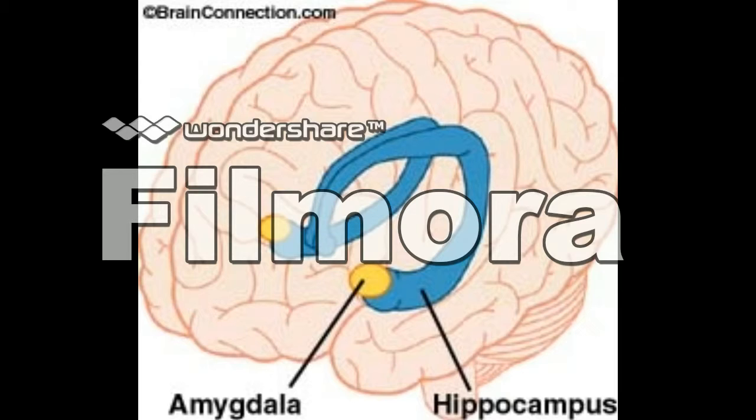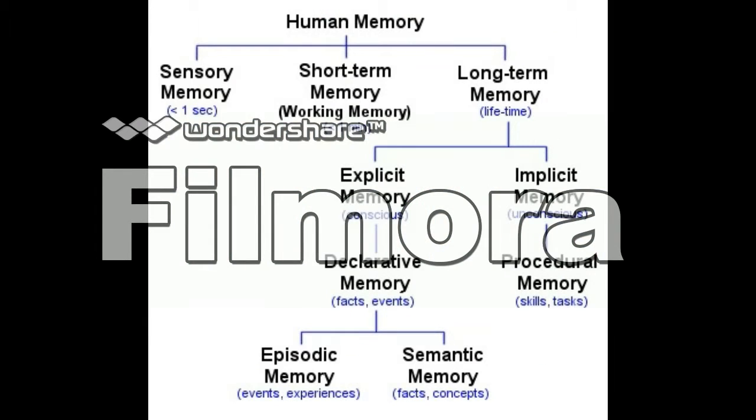So human memory is made up of 3 distinct memory functions. We have the sensory, the short-term memory, also known as working memory, and long-term memory, which is a lifetime memory, and that breaks down into the explicit memory and implicit memory, which also breaks further down to declarative, broken down into episodic and semantic. And breaking off of implicit, we have procedural memory.